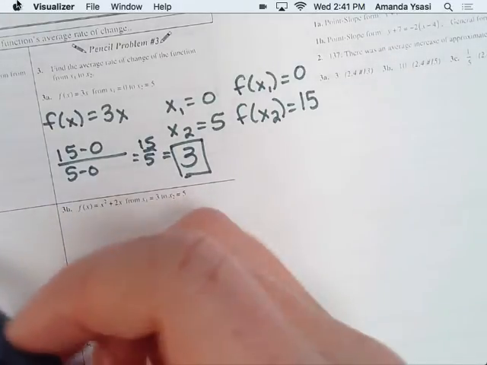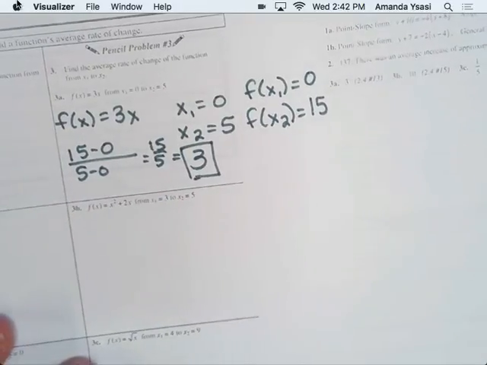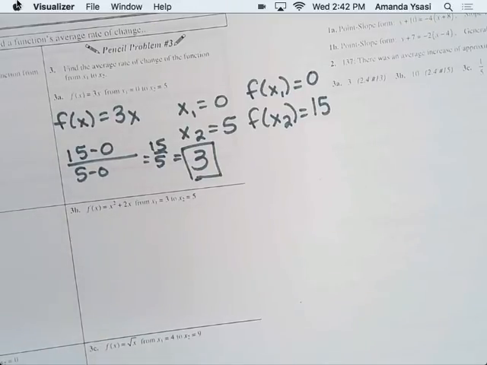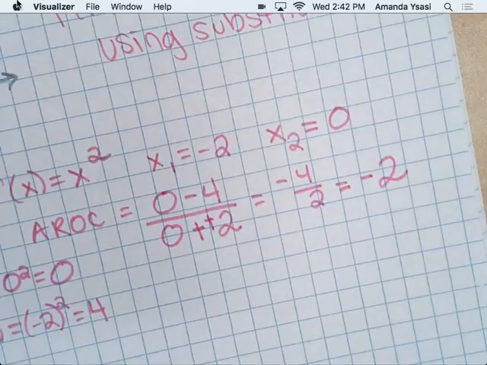Okay, so any problem that's asking you for the average rate of change, you're going to find your f of x1 and f of x2, and then subtract those and divide by your x2 minus x1. Okay, so that is all for the notes for 2.4. So you have the assignment on My Math Lab.